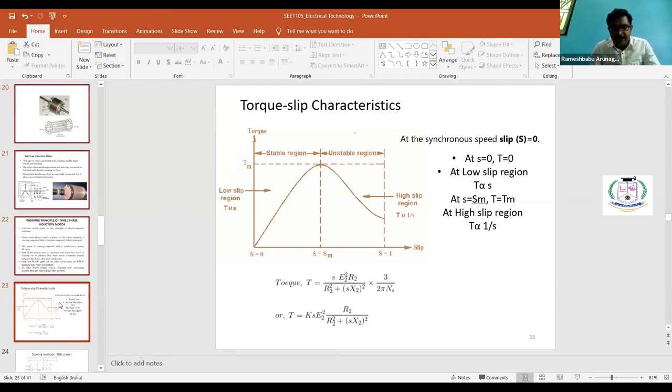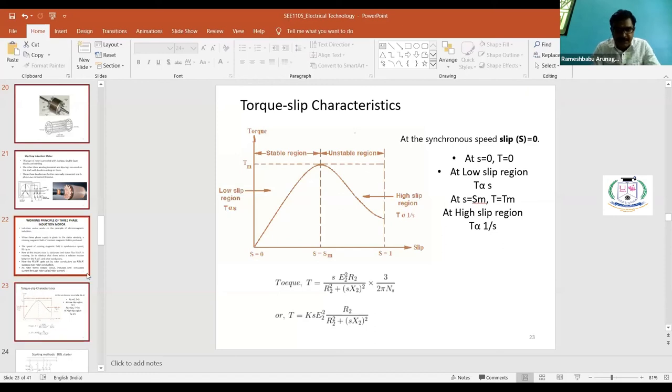Okay, so when s is equal to 0, you can see the torque equation here. Below I have written it: torque is equal to 3 E2 s R2 by (R2 squared plus (s X2) whole squared) into K. K is a constant value. So in this equation, if you substitute s equal to 0, the torque also automatically goes to 0.